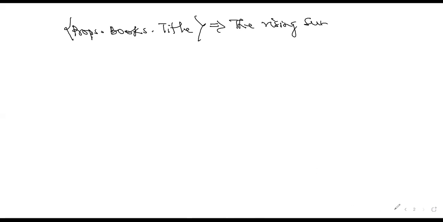Okay. Having said that, if we want to access the page, it's going to be like this: props.book.page. So this will give us the number 42. So this is how it works. So now let's go to the editor and see some of these things in real time.